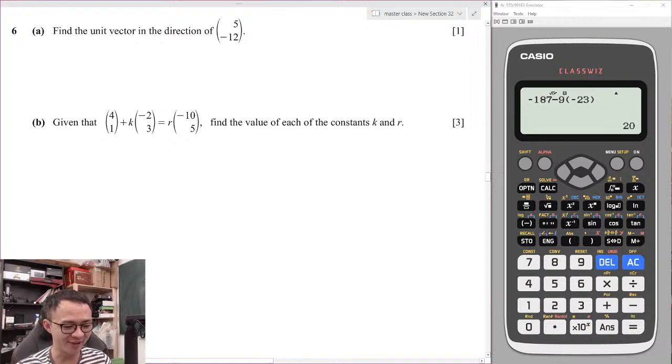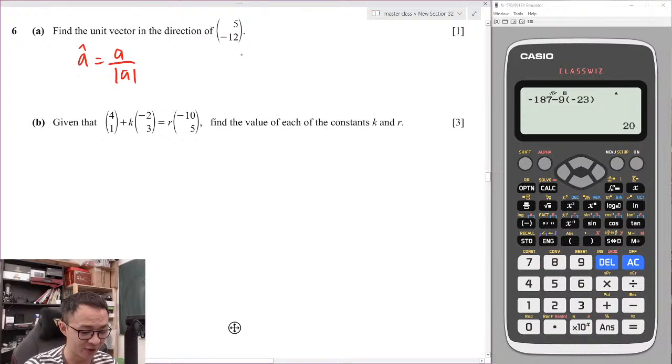Okay, question number 6. Find the unit vector. So the formula of unit vector is vector A over length of A, magnitude of A. In this case, I want to find the unit vector of this one. Because it is a column vector, normally this is how I will write: 1 over square root of 5 square plus negative 12 square, and then the column vector 5, negative 12.